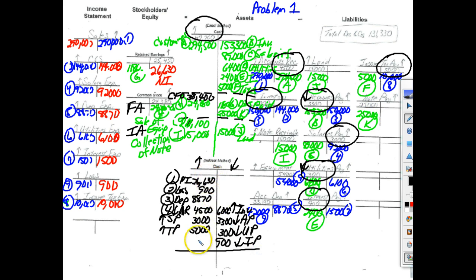I'm going to add up all of these 6 debits, subtract the 4 credits, and I will get cash from operations to be $38,400. Okay, and that agrees with the direct method. So we're in good shape.